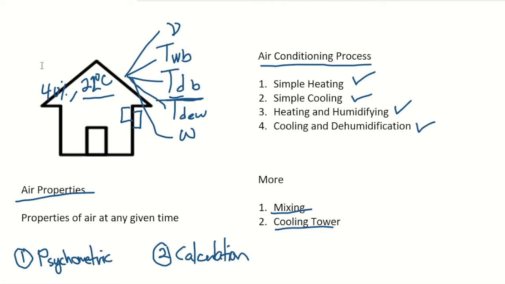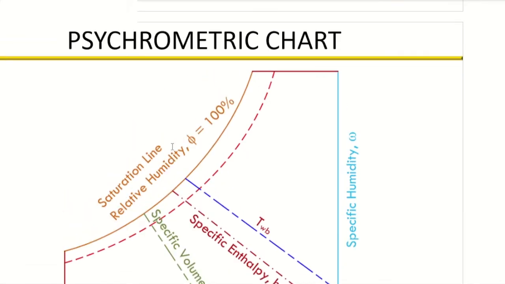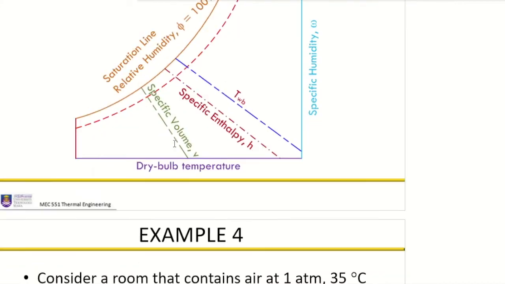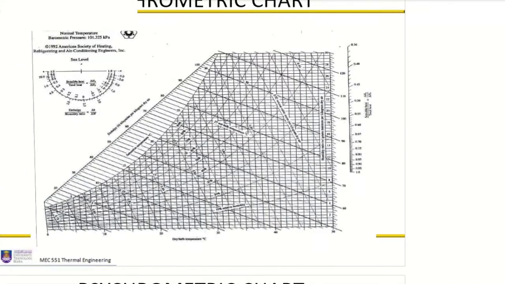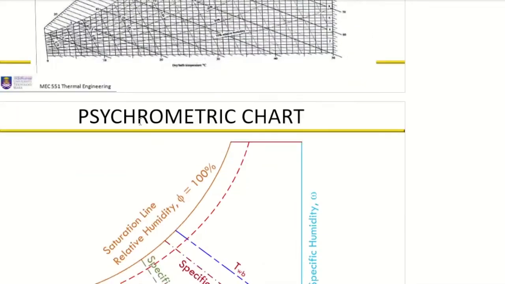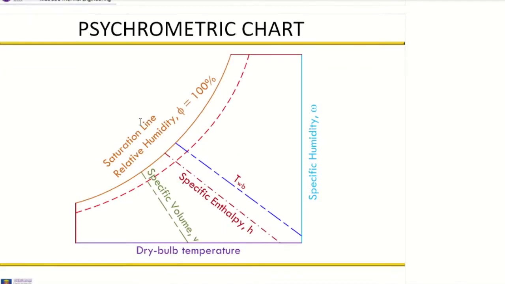So what is the psychrometric chart? Okay, this is the psychrometric chart. You can refer to this from psychrometric chart number 1. You can refer to your books from the thermal engineering book. So how do we basically use this psychrometric chart?